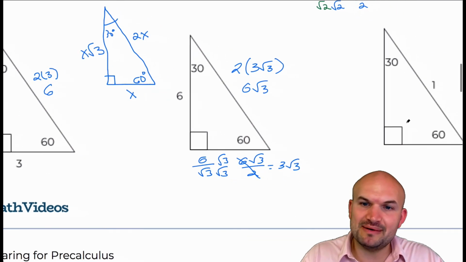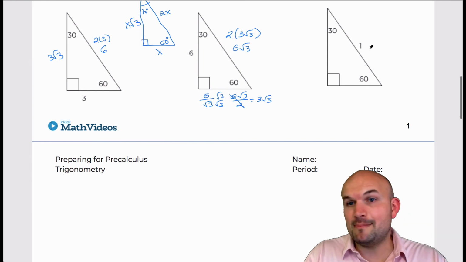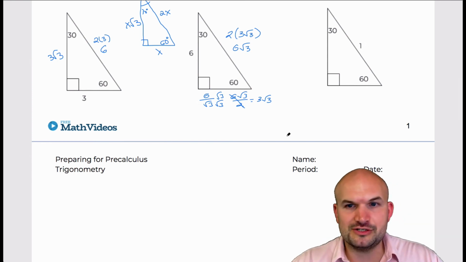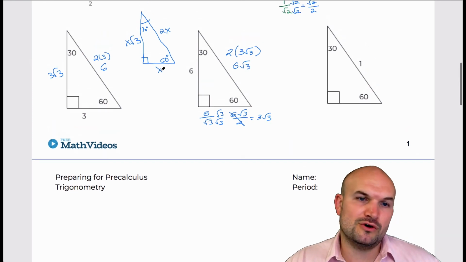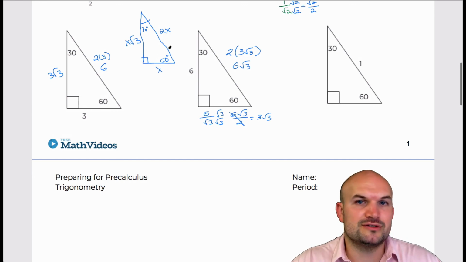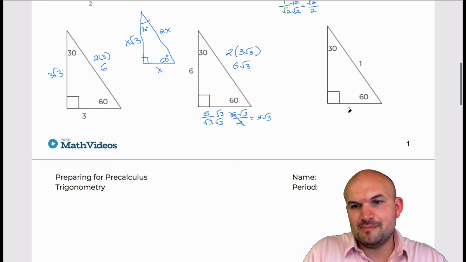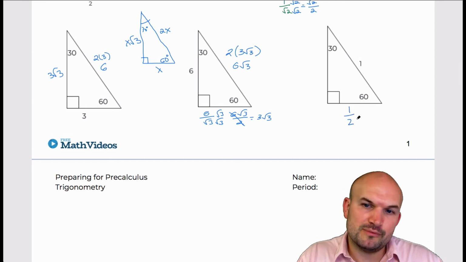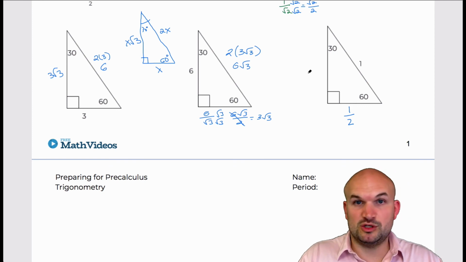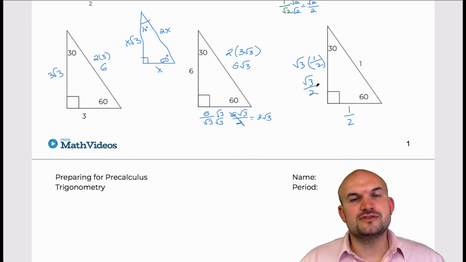All right, last but not least, here the hypotenuse is 1. So again, let's go back to the relationships here. If the short leg is x, then the hypotenuse is 2x. So to go from short leg to hypotenuse, you multiply by 2. So to go from the hypotenuse to the short leg, you're going to divide by 2. And then to go from the short leg to the long leg, all you're going to do is multiply by the square root of 3. So I'd have the square root of 3 times 1/2, which is just equal to the square root of 3 over 2.